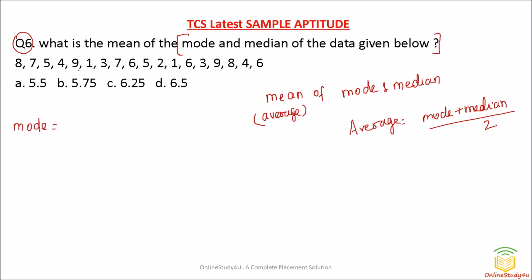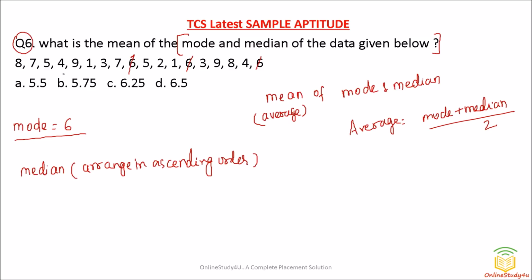Now the main thing here is to calculate the mode and median. Calculating mode is very easy. Which number is frequently repeated? So I could find 6. So 6 is repeated thrice. So mode will become 6. Now median. So friends, for calculating median, the first thing we do is arrange them in ascending order. So arrange in ascending order, okay. This is a little tricky, but anyway we'll see.